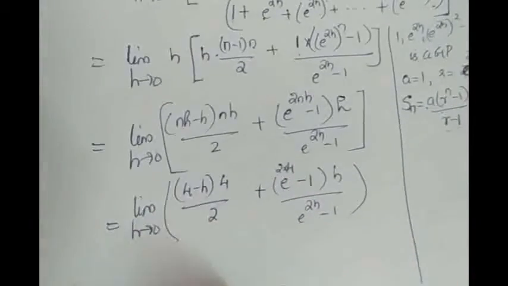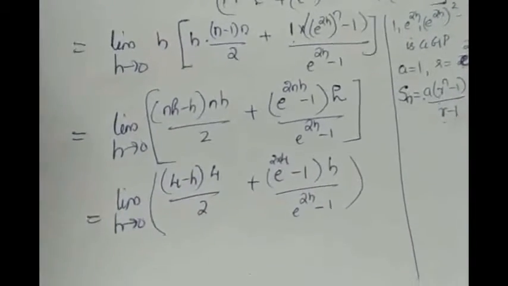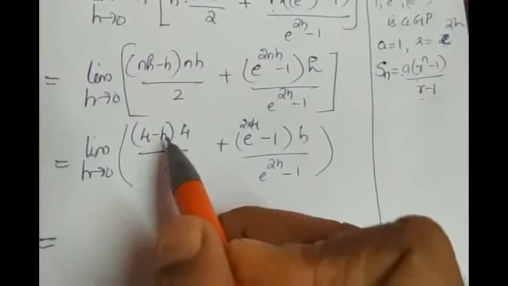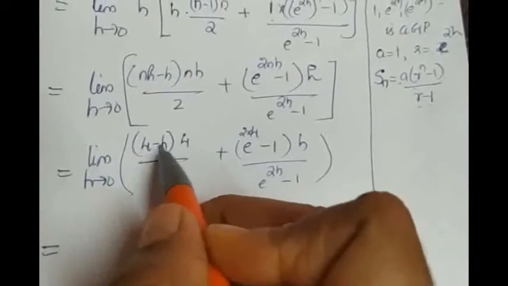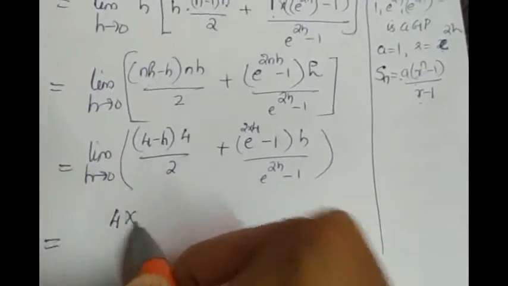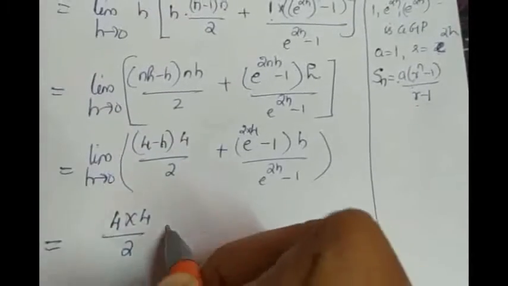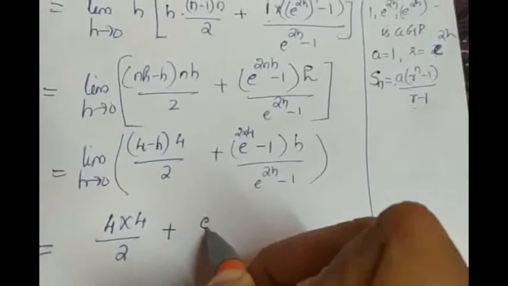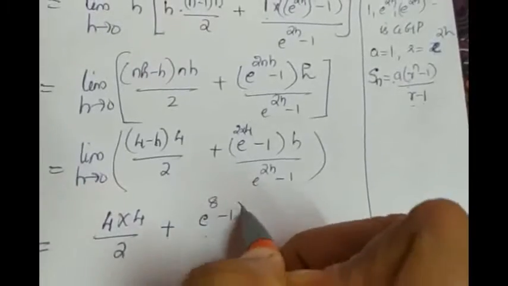And the last step is put the limit. That means wherever h is there, we have to apply the value as 0. So what will be the term? 4 minus 0 gives you 4. 4 into 4 by 2 will be the first term. In the second term, e raised to 2 into 4. There is no h, so e raised to 8 minus 1 will be there.